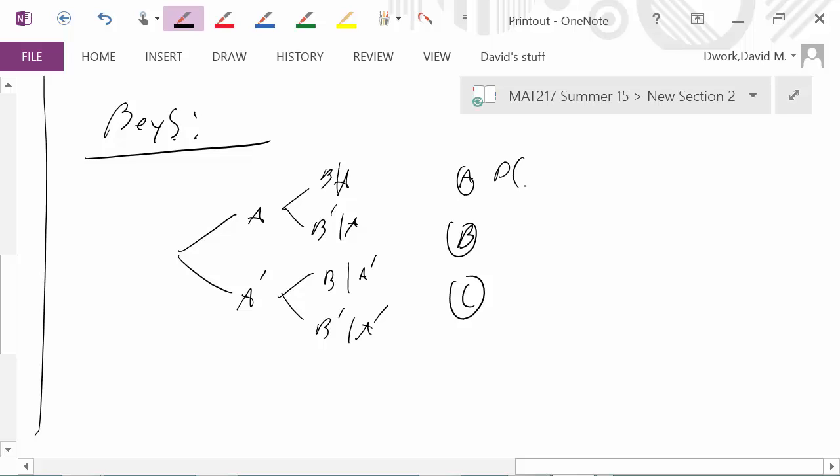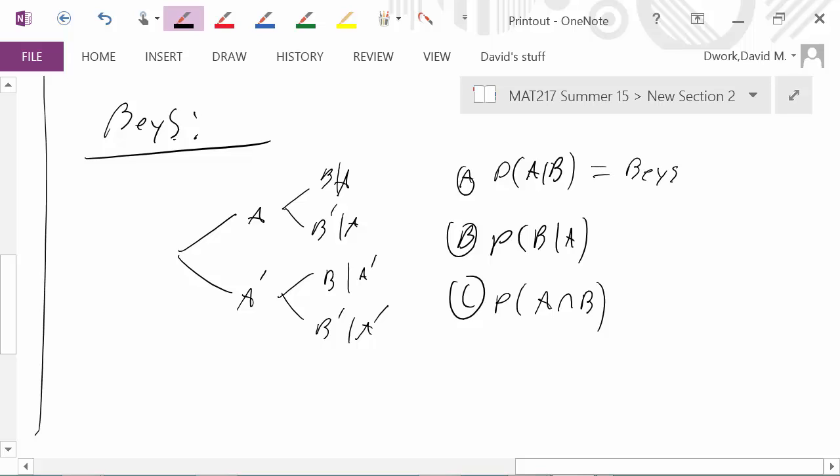One problem will ask the probability of A given B. The next problem or another problem will ask the probability of B given A, and then another problem will ask the probability of A and B occurring. So therefore, one of these is actually Bayes. The probability of A given B is Bayes, because you notice the order is switched. It's asking about the stem, so therefore it's a Bayes instead of the leaf.